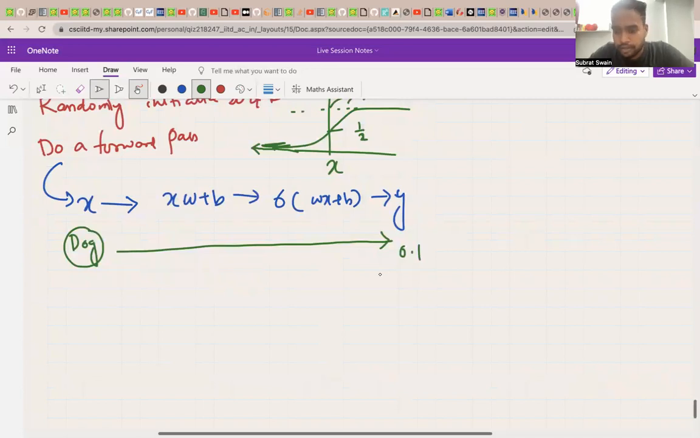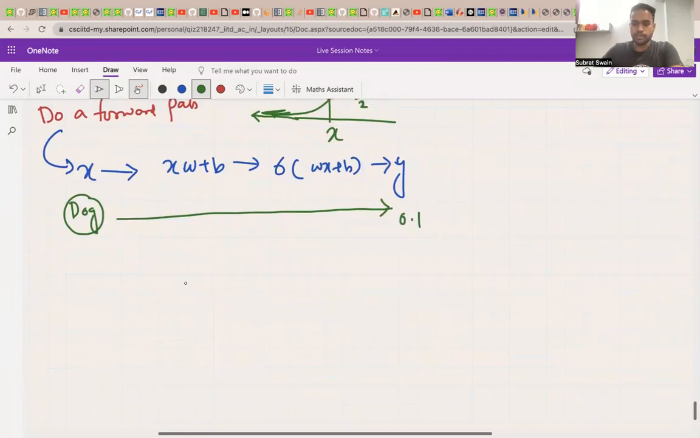So who could be the culprit among these? X cannot be the culprit, because X is the input. Sigma cannot be the culprit because it is a sigmoid, just pressing the value between 0 and 1. So the culprit can be W and B, right? So we need to punish W and B, not others.